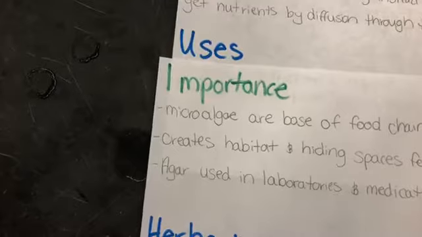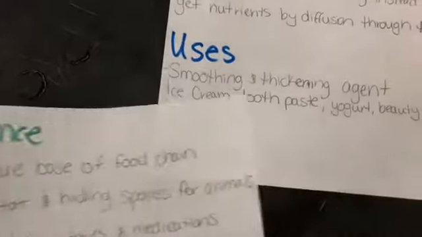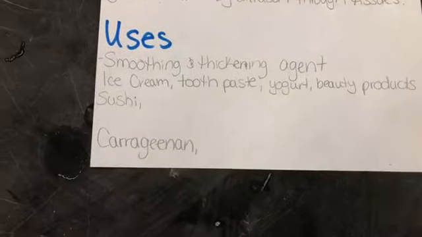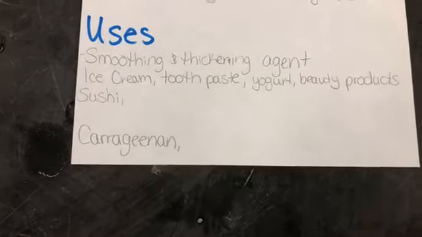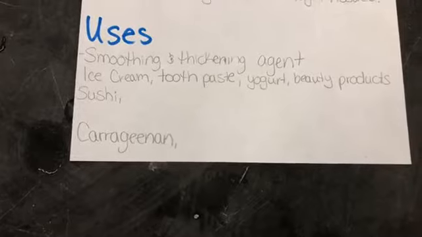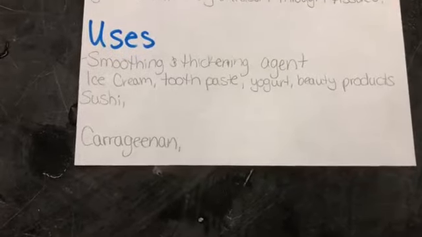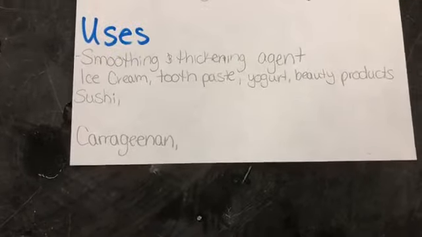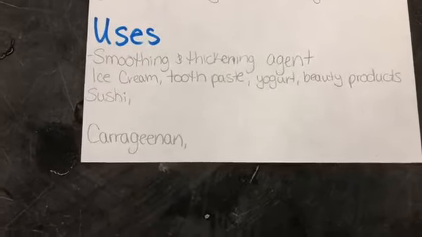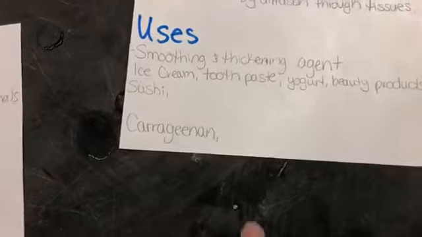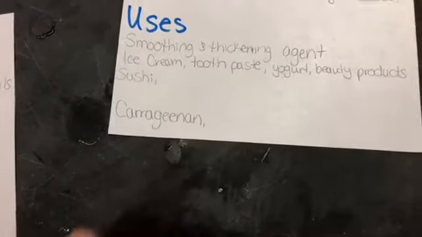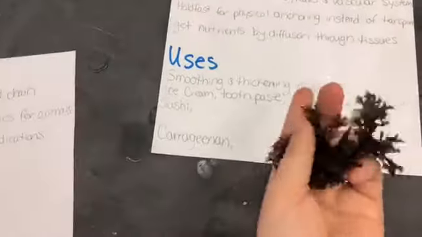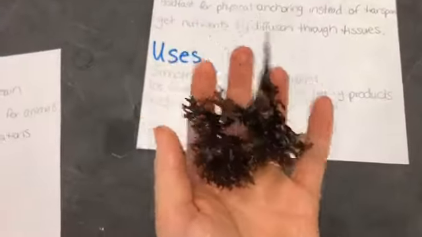Tell me if you're surprised by any of these. They are used as a smoothing and thickening agent in a few different products that we use every day. They are used in ice cream, toothpaste, yogurt, a lot of beauty products, sushi, and also some kids snacks that we're going to learn about in a second. A lot of what you're going to see if you look on the ingredients is this word right here, carrageenan. That is actually taken out of the Chondrus crispus or the Irish moss that we were talking about before.